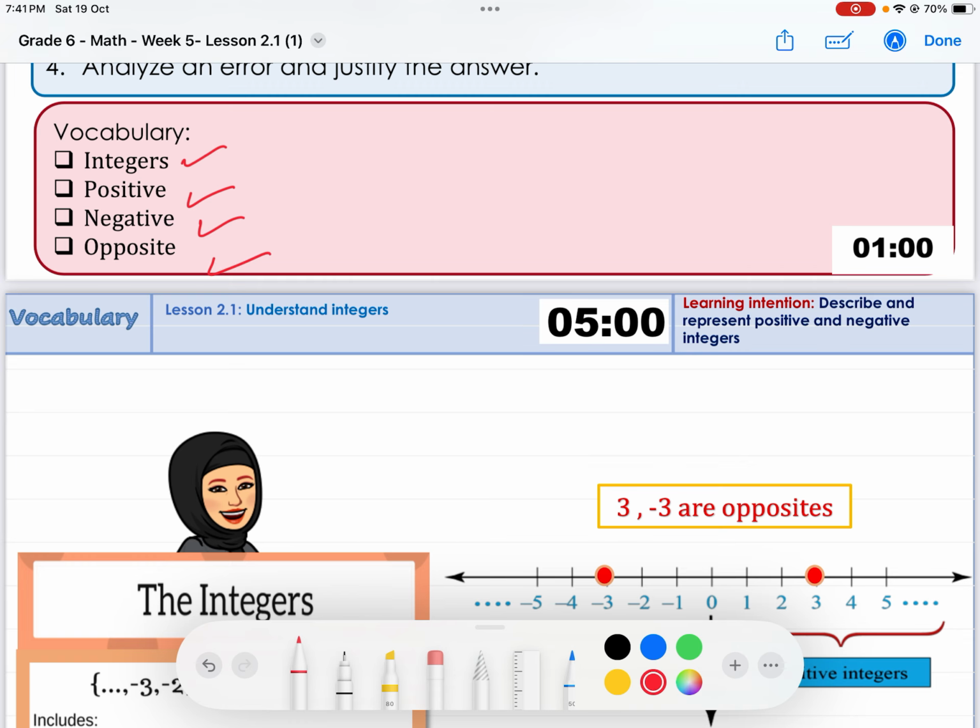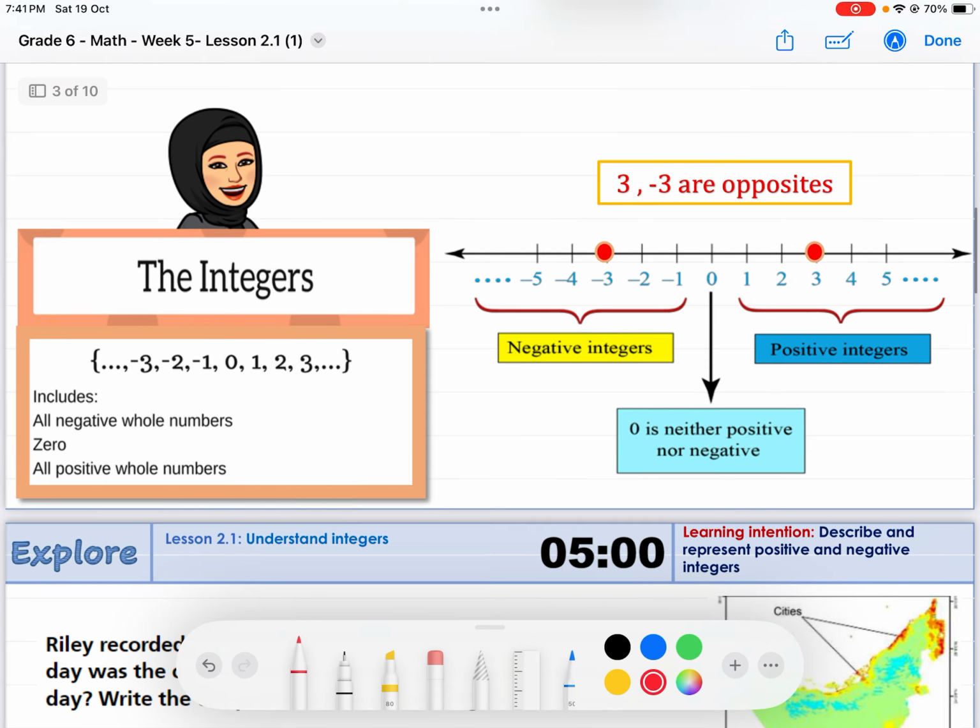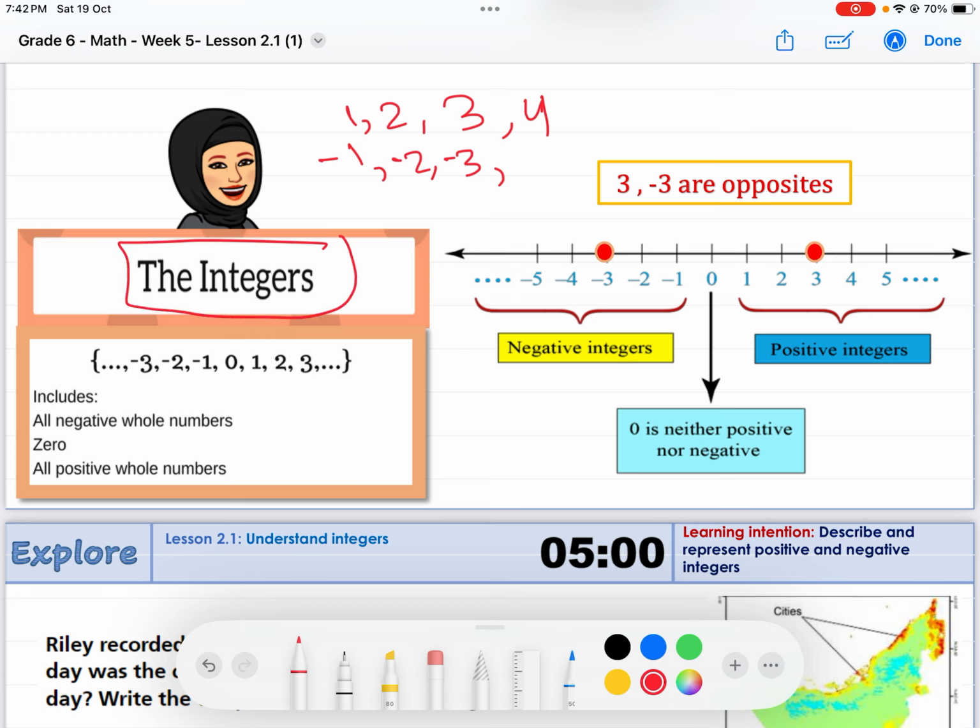So let's recall what each one of them means. First of all, integers. What do we mean by integers? Now, in math, we have whole numbers, such as 1, 2, 3, 4, right? We studied their opposites. So their opposites are -1, -2, -3, and so on. So integers are whole numbers and their opposites, along with zero. They are positive and negative whole numbers along with zero.